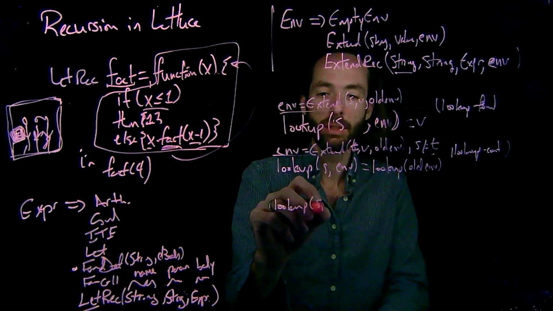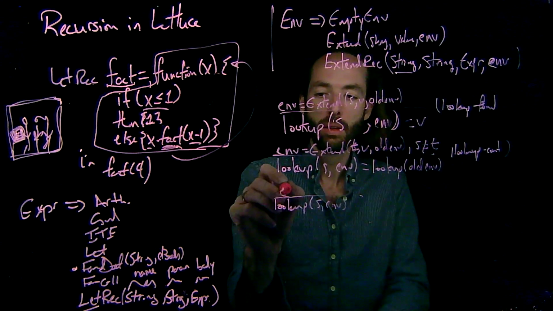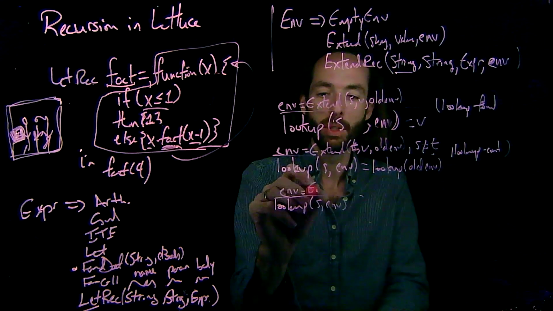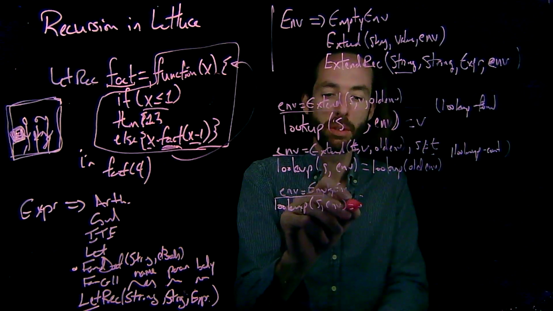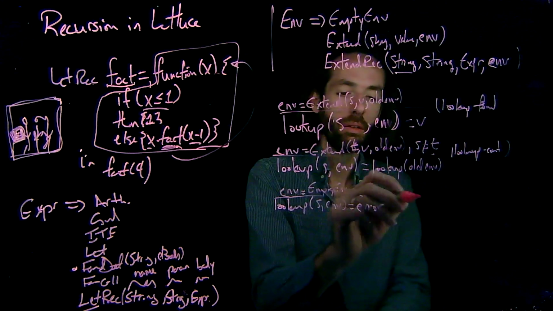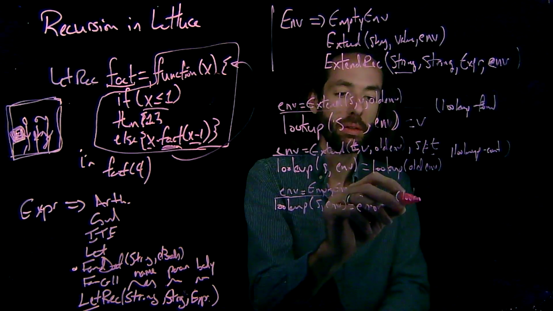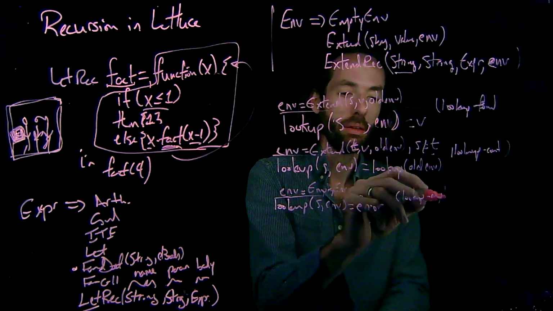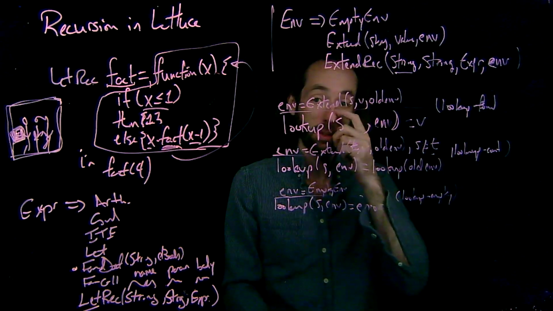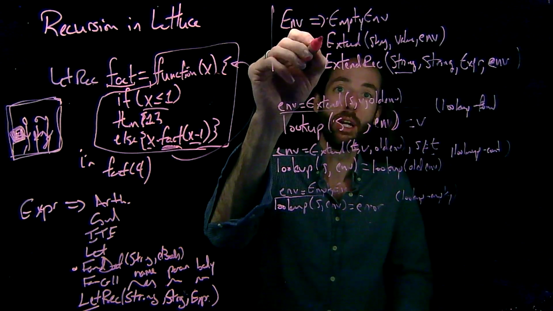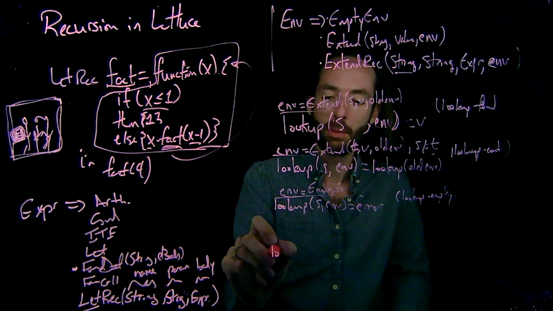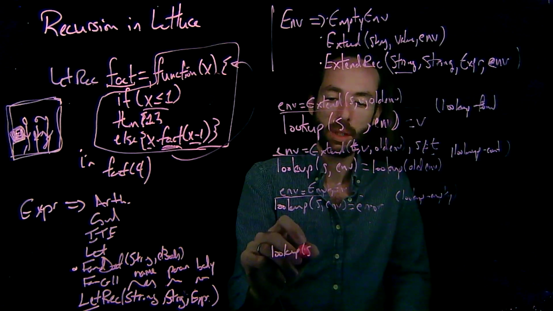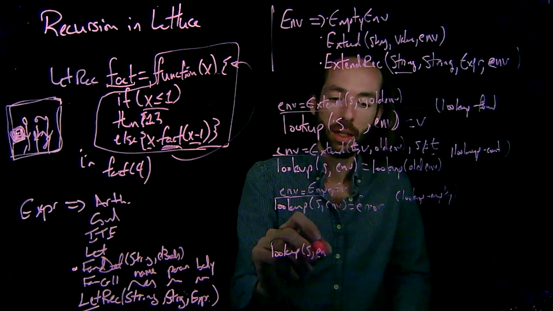And then we had one more, which said that for lookup of S, if env is the empty environment, well, then we didn't find it, so we return an error. So this would be a lookup empty. So that handles all of the cases for the empty environment and extends. And now we want to talk about extend rec. So what happens when we do lookup of some string in an environment?